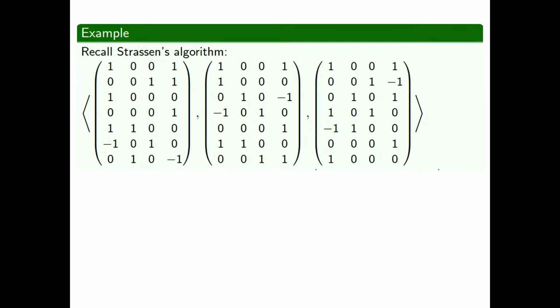So if someone provides me the UVW representation of a bilinear algorithm, and in this case, this is Strassen's algorithm, how do I know that this is really a matrix multiplication algorithm?